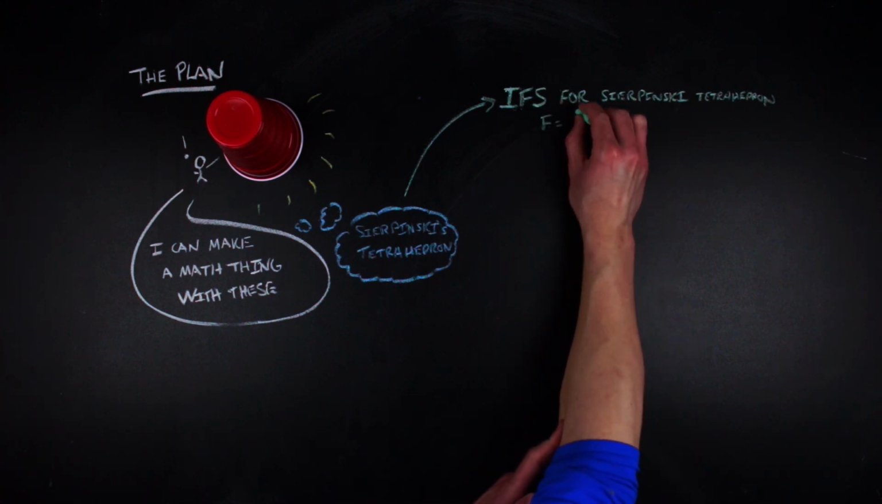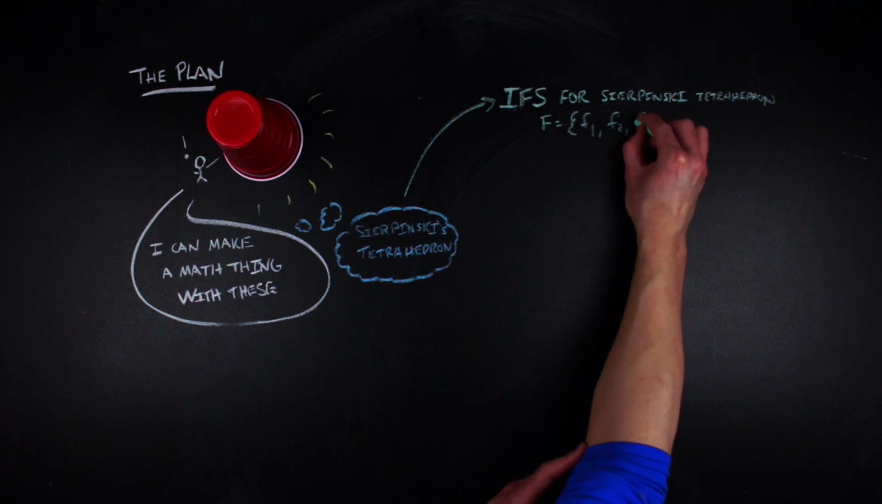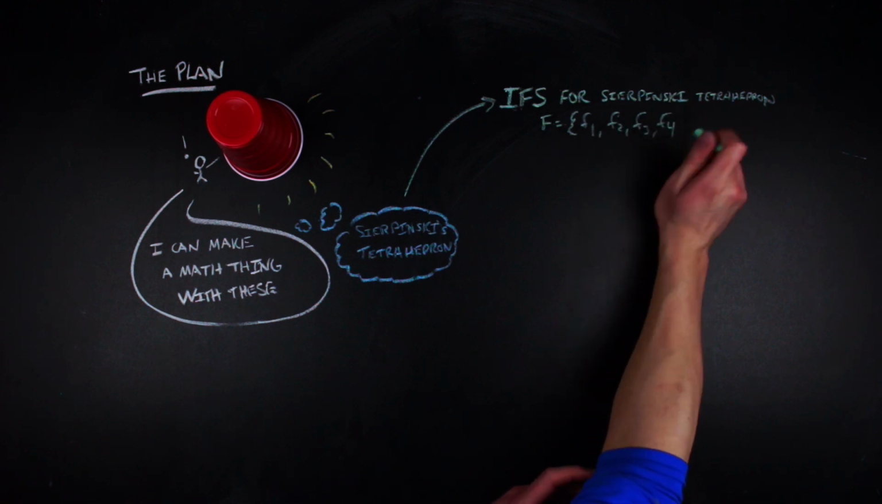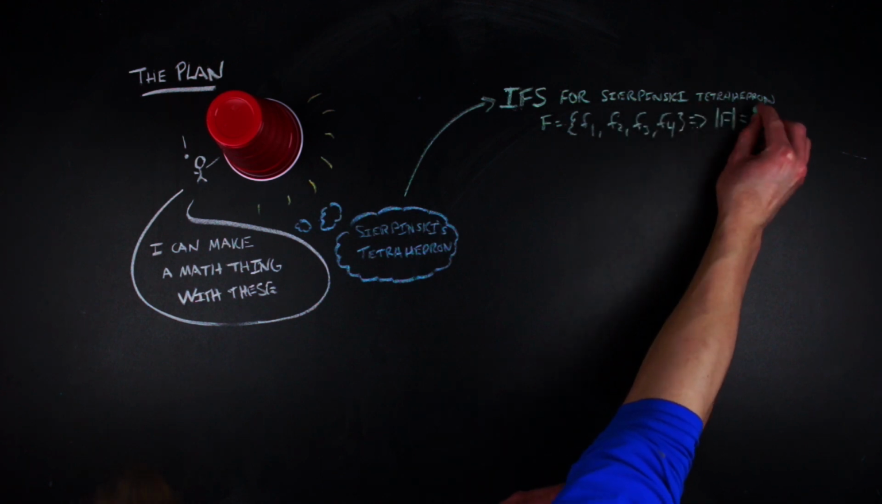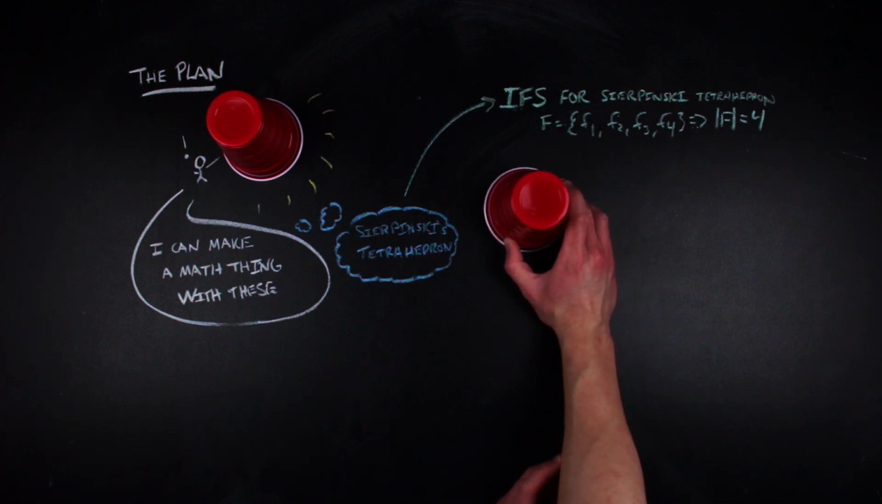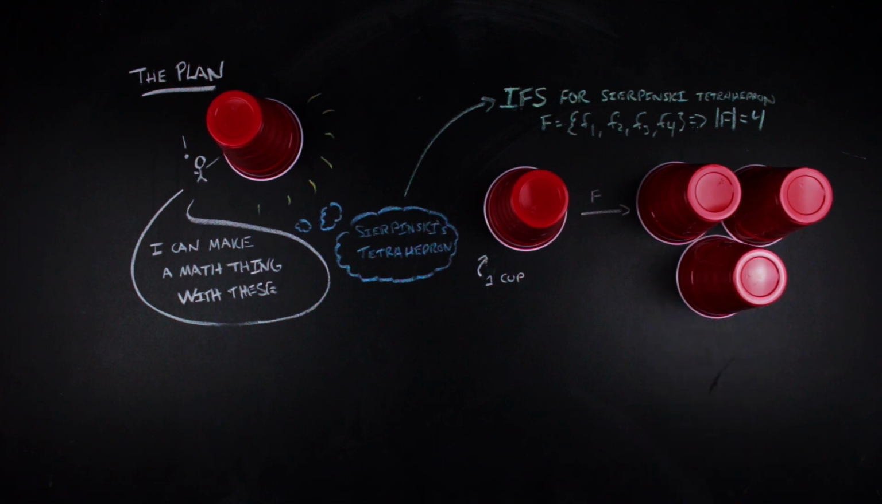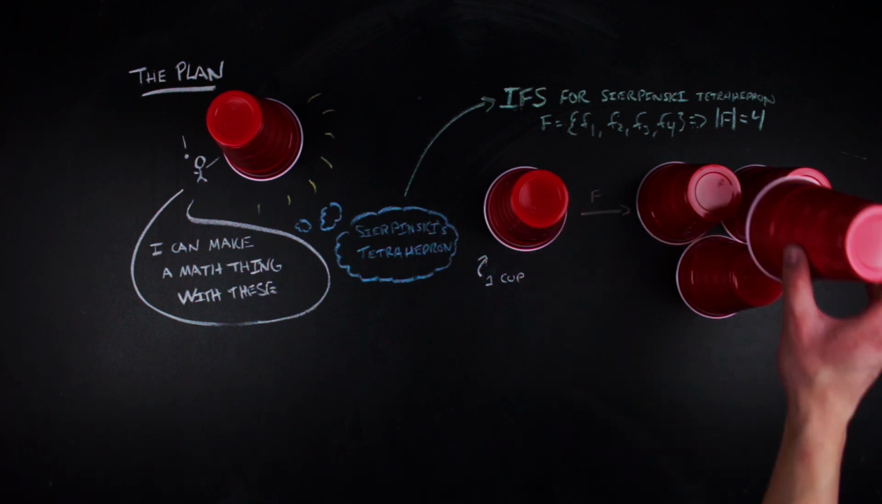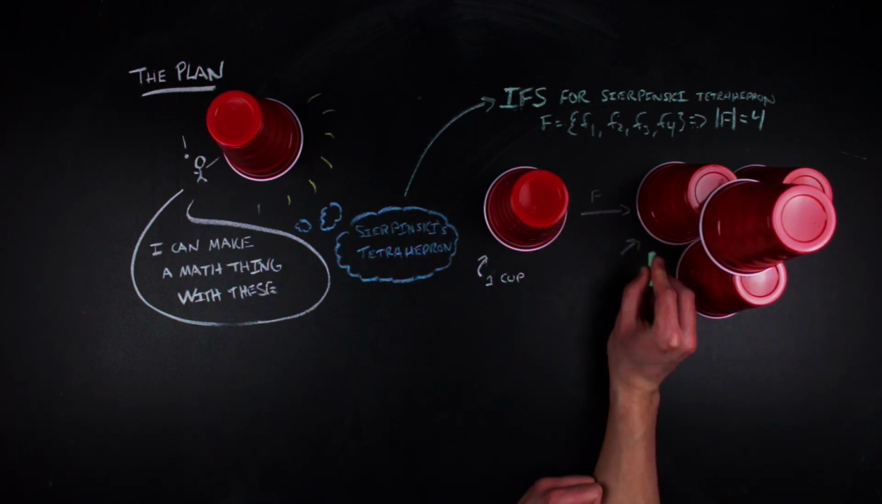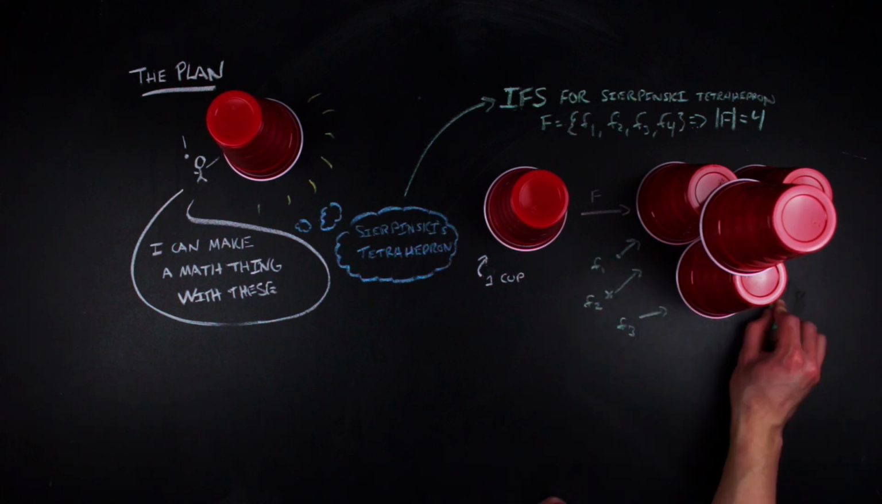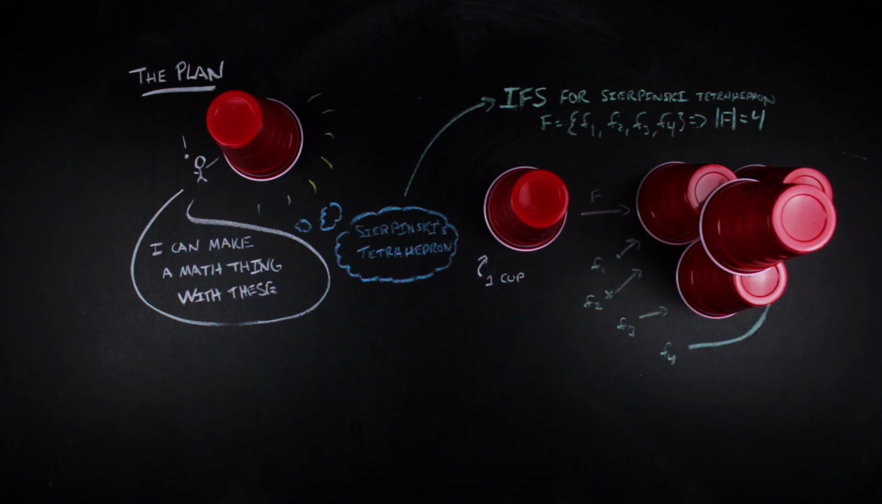I just needed to know how many functions were in this IFS that is used to construct Sierpinski's pyramid. There are 4 of them. So in terms of the red solo cups, 1 cup would go to 4 different cups. 3 of them would be the base of the pyramid, and 1 would be the top of the pyramid. And then I could just iterate that replacement to get a bigger and bigger pyramid of red solo cups.